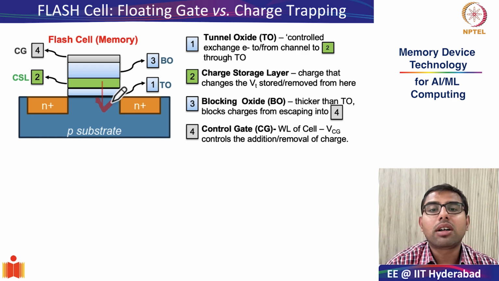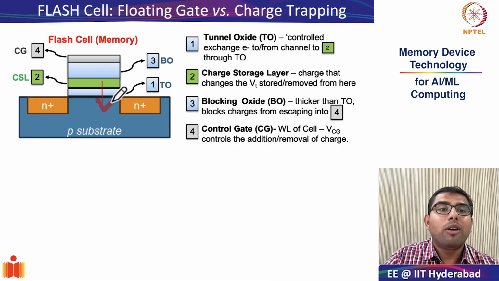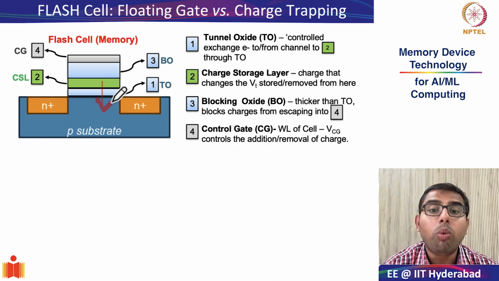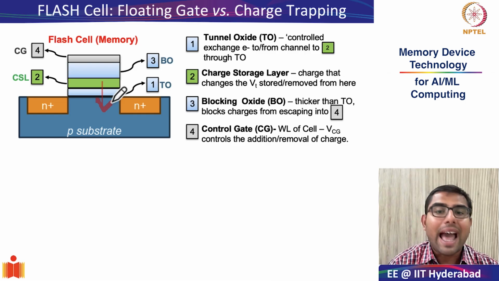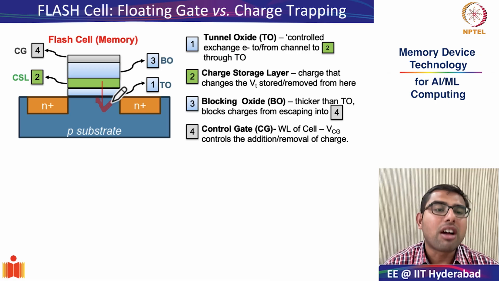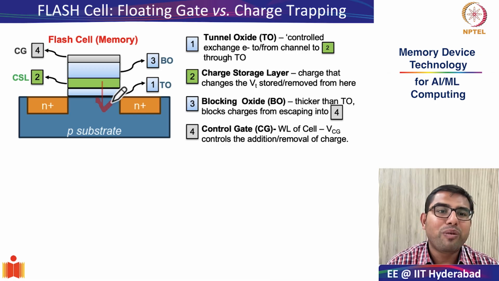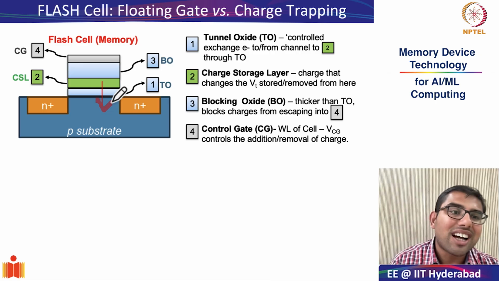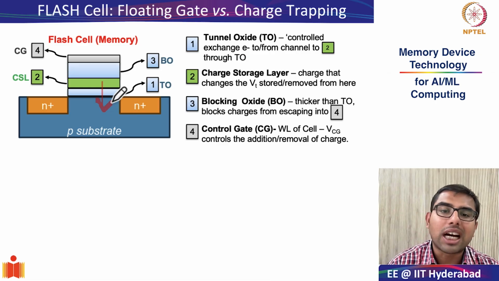And finally, the control gate is the one which will be connected to the word line of your array, and this control gate determines what will be the different operating mechanisms. That means the voltage on the control gate will finally determine whether charges will be injected into the charge storage layer or out of the charge storage layer.